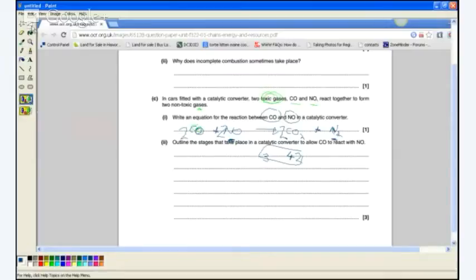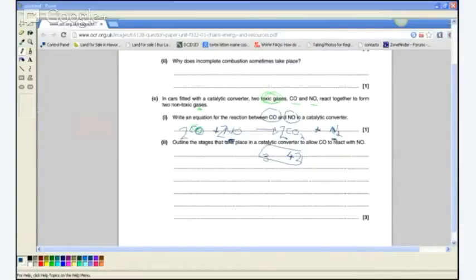All right, let's delete this chunk here. Yeah, it's going to look funny, but who cares? Right. Oh, well, it does matter. Where am I? There's my pencil. Okay, so: outline the stages that take place in a catalytic converter to allow carbon dioxide to react with NO.